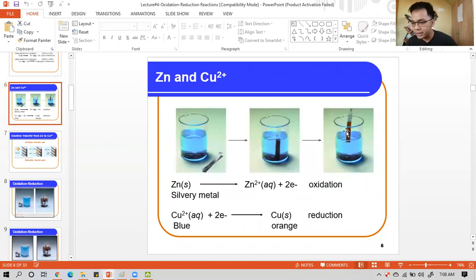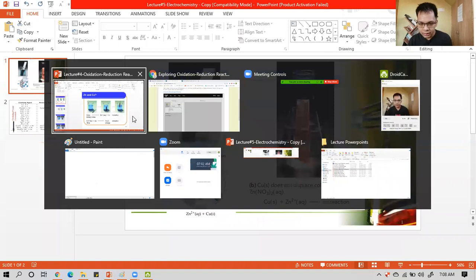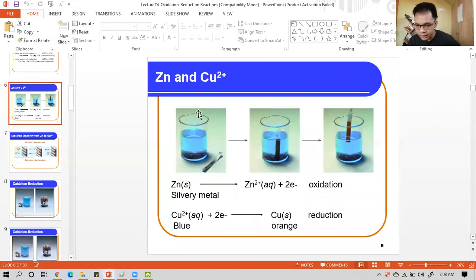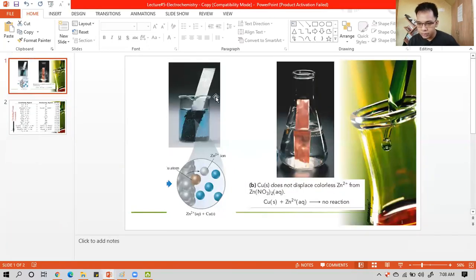But what happens the other way around? Will the zinc solution be able to oxidize the copper strip? The answer is no. Okay. The answer is no. As you can see here, the zinc is able to reduce the copper. The copper solution is able to oxidize the zinc strip. The other way around, the reverse, is not.